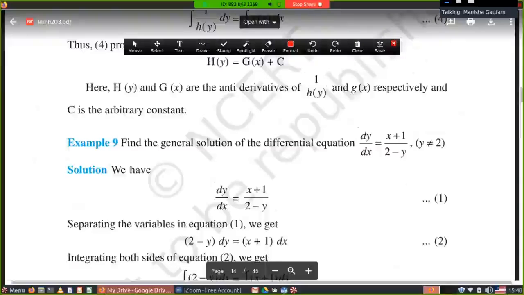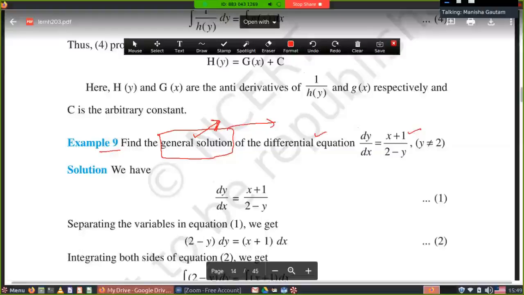Here is example number 9. Find the general solution of the differential equation dy upon dx is equal to (x plus 1) upon (2 minus y). First thing, general solution. General solution means a solution having arbitrary constants. The second one is the particular solution, where you find the value of the arbitrary constant and put that value in the equation, then you get the particular solution. It means two types of solution will be asked in the exam: first is general solution, second is particular solution.